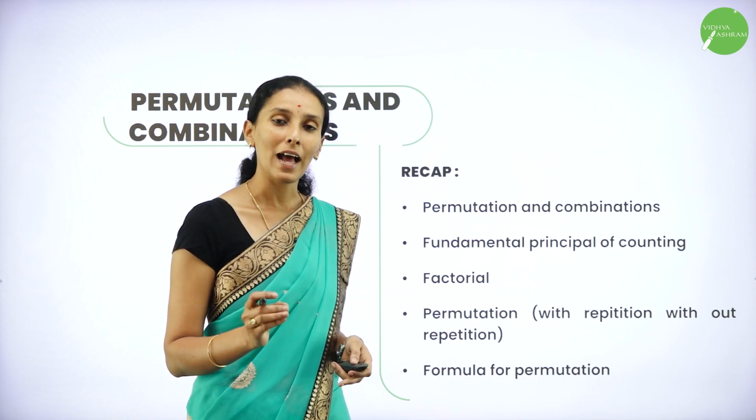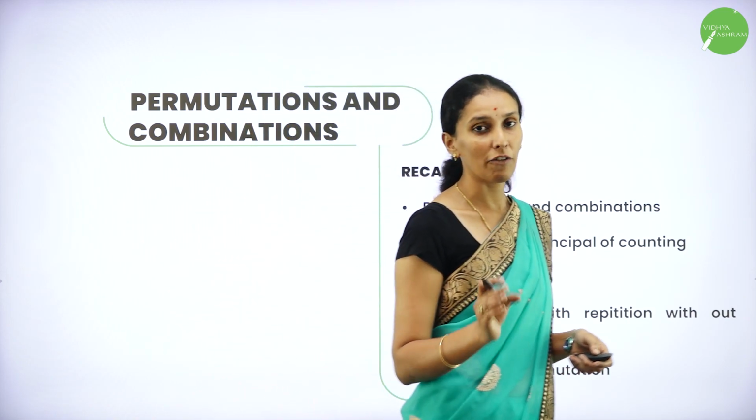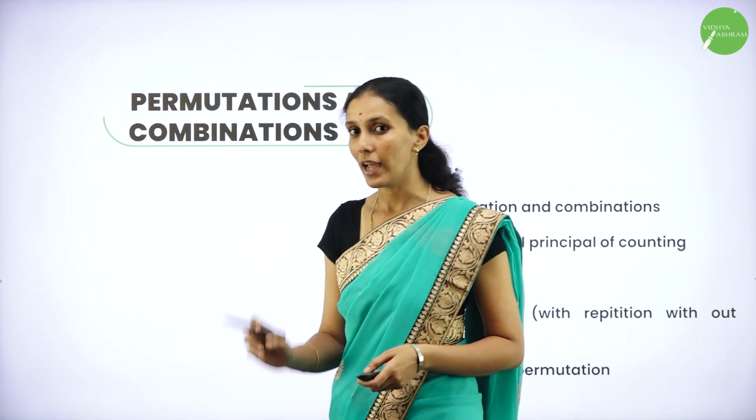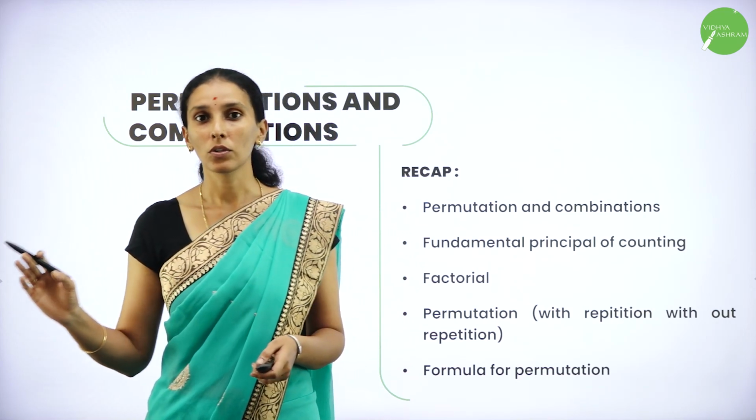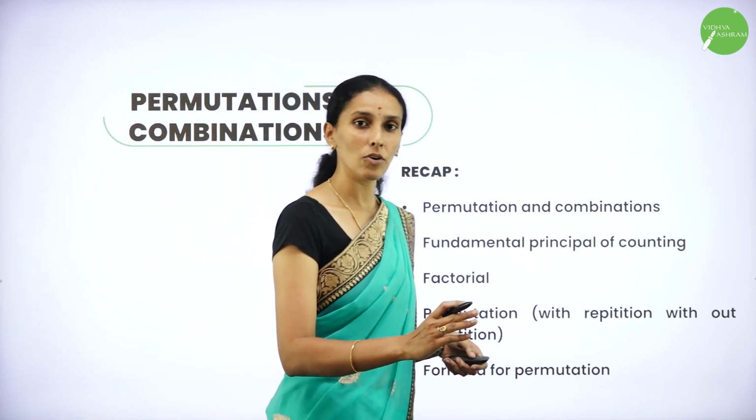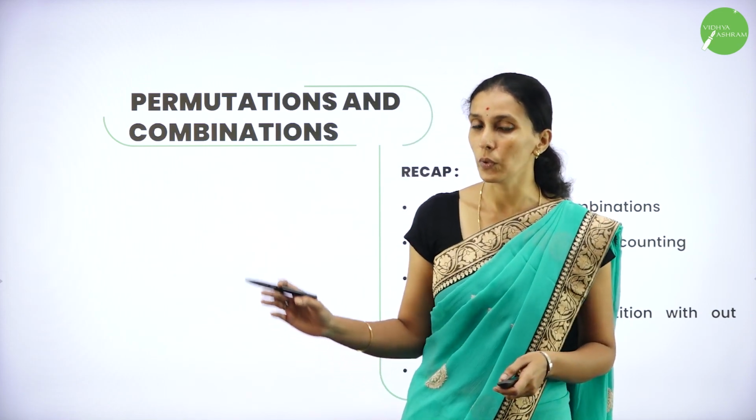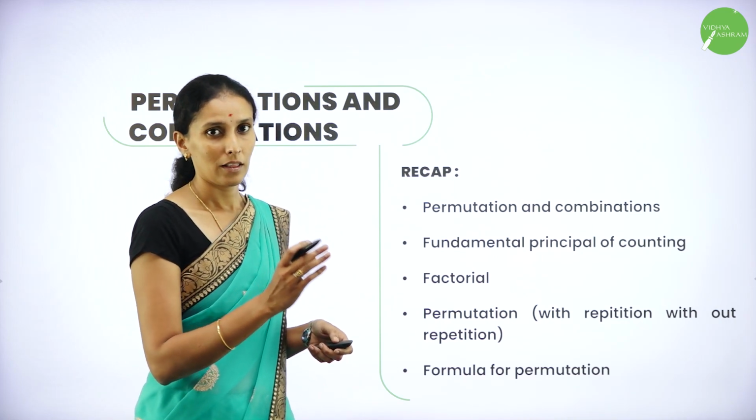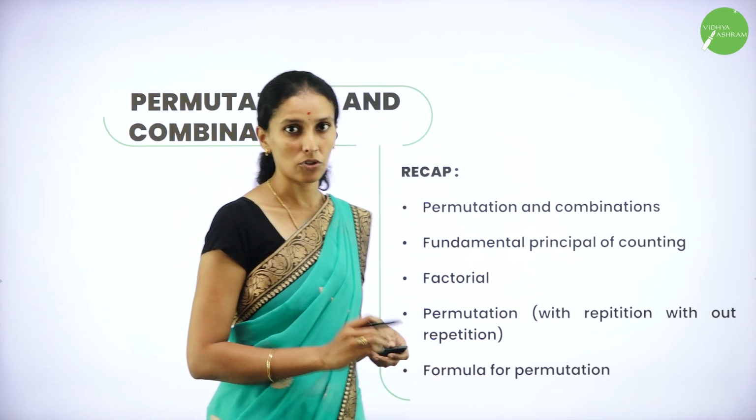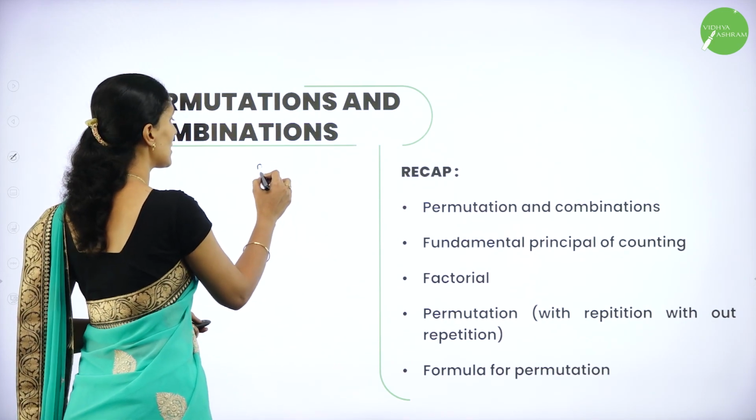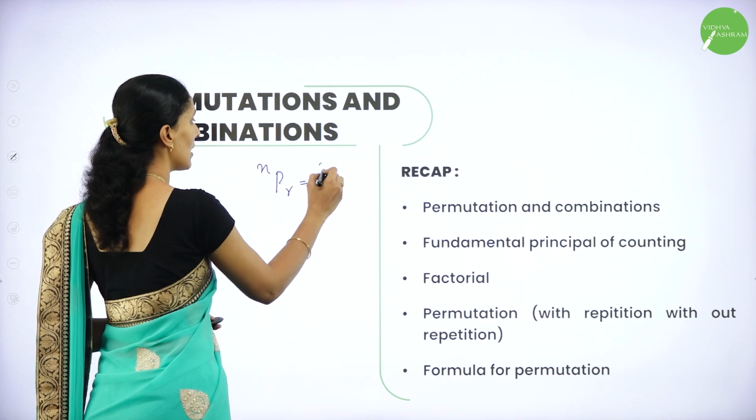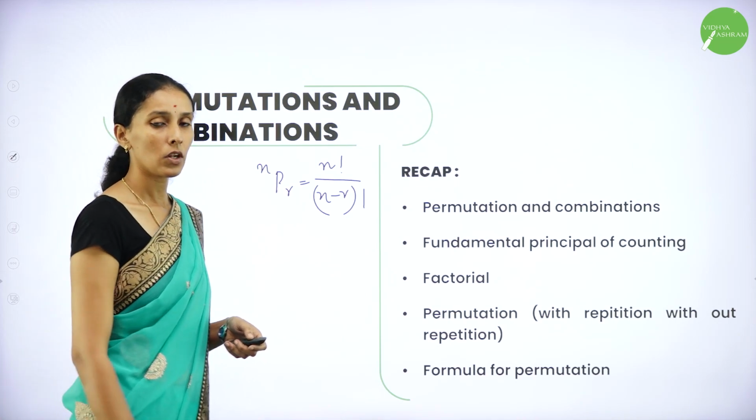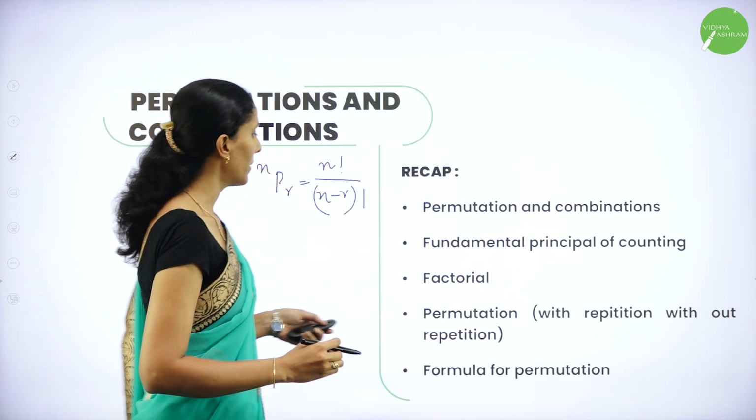The next thing we learned is how to write the factorial of a given number. Suppose you have n factorial, then we write it as n into n minus 1 into n minus 2 and so on, to the last term 1. Suppose you have 4 factorial, we write it as 4 into 3 into 2 into 1. This is how we learned to write the factorial. Why? Because the factorial is used in the formula of permutation. What is the formula for permutation? That is nPr is equal to n factorial over (n minus r) factorial. This is what we learned about the formula of permutation.